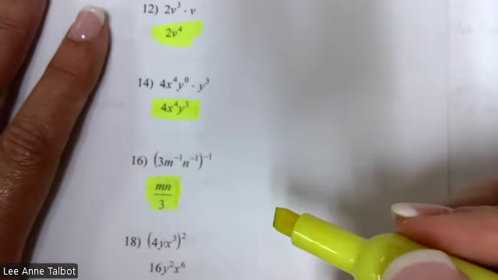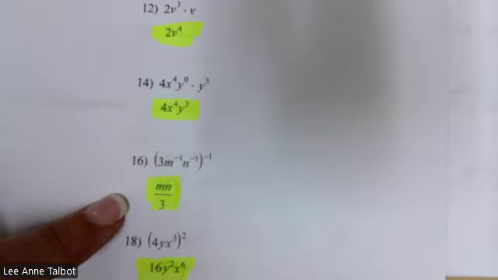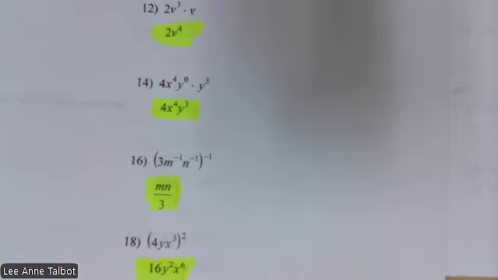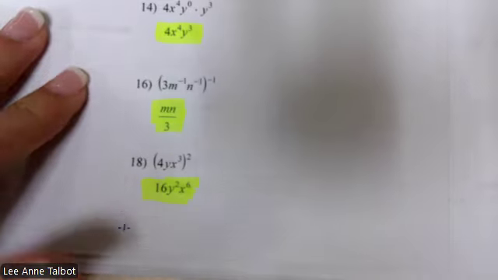16 is mn over 3. That one's kind of spicy. 18 is 16y squared x to the 6th. Do you want to talk about any of those or discuss or have me do any of them for you? Yes. Okay.